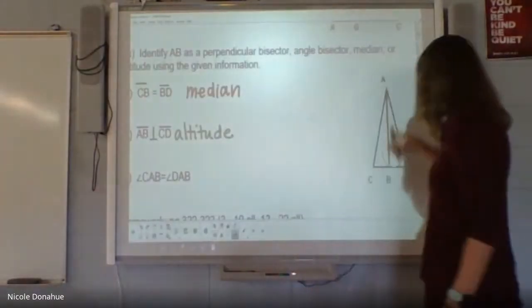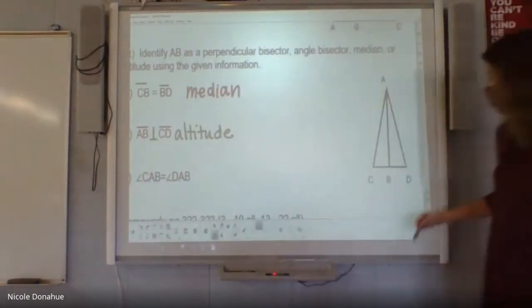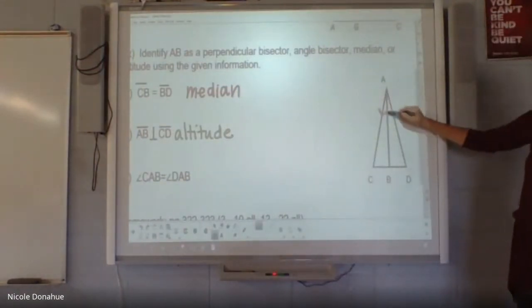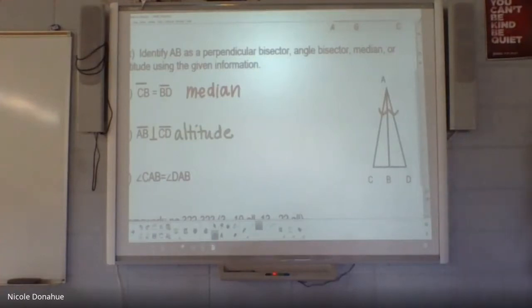And then finally, probably guessing what this one is. CAB is equal to DAB. What does that one have to be? Angle bisector.